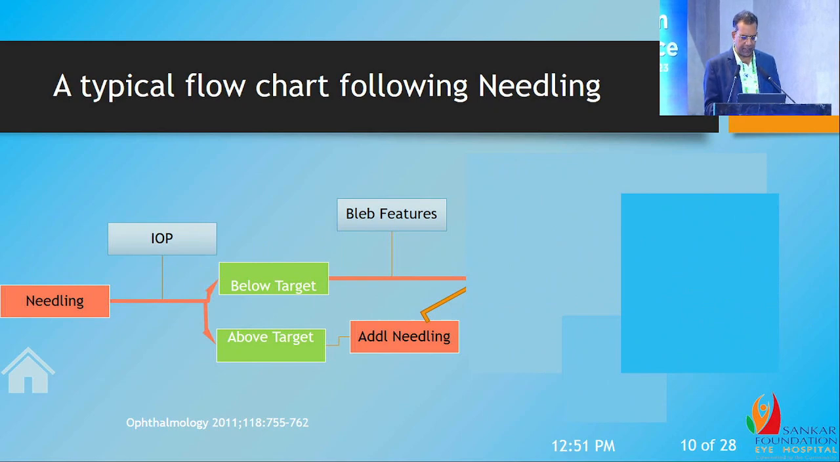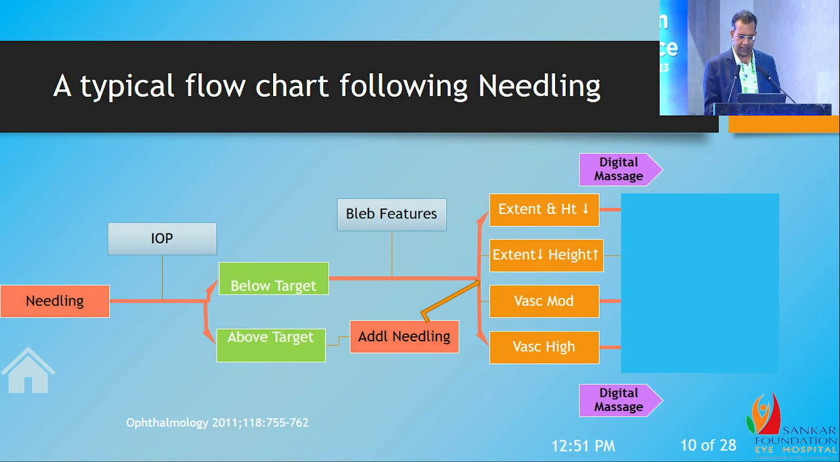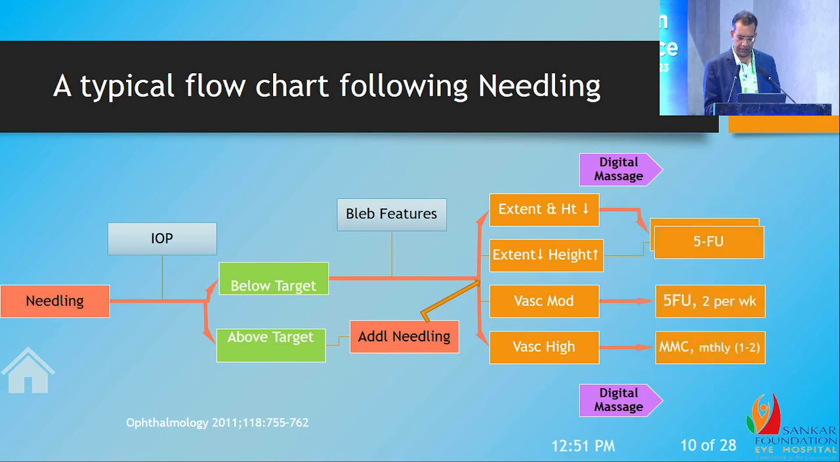When it comes to needling, we have to look at features like extent of bleb, height of bleb, and vascularity. Based on those factors, we have to decide whether to go for 5-fluorouracil injection or mitomycin. In case of high vascularity, we can use 5-fluorouracil injections, 2 per week for some days, or mitomycin injection subconjunctivally.